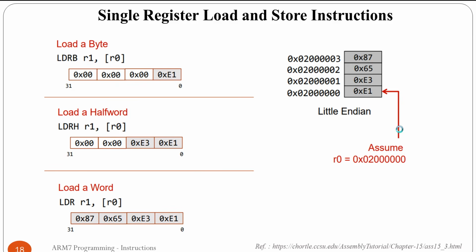Now next is load a byte, half word or word. Load byte R1 comma R0. Now please remember this thing: in this case we are using the Little Endian concept. R1 is nothing but a register, so we have to load the register from this particular address which is pointed to by the R0 register. Now assume R0 is equal to 0x02000000.